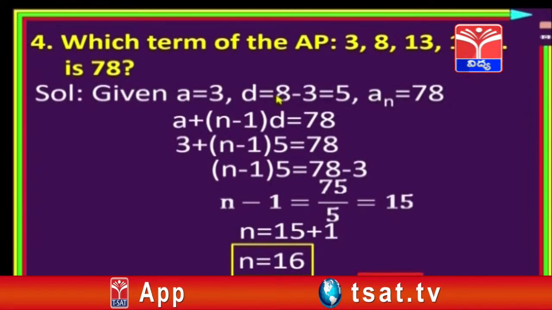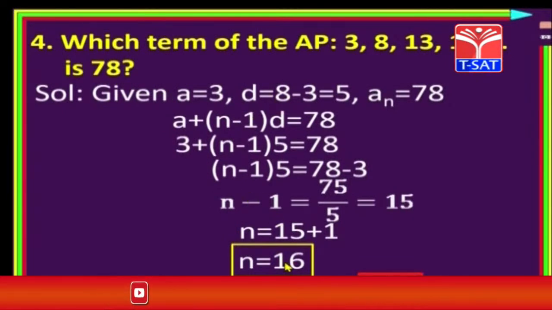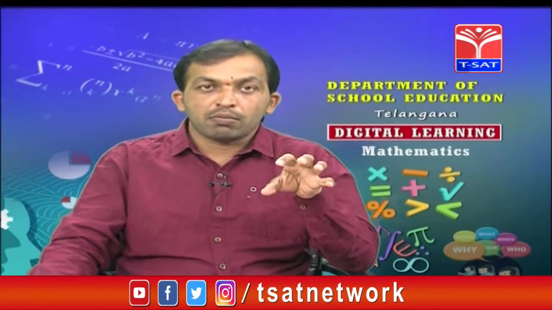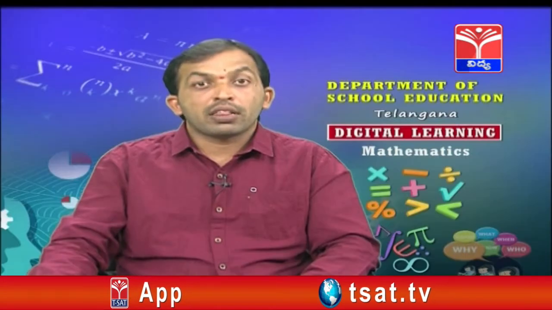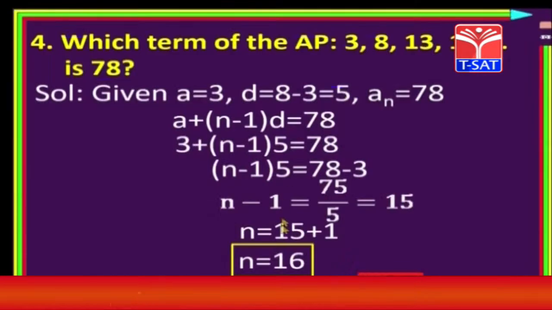Take n is equal to 77 and solve it. You will get a fraction or negative number. So n should not be a fraction. Okay, n should be a natural number. Then only we can say that here the 16th term is 78, right? Like that we can say. So if we take 77, 77 is not in this AP. That's why we make n a rational number.